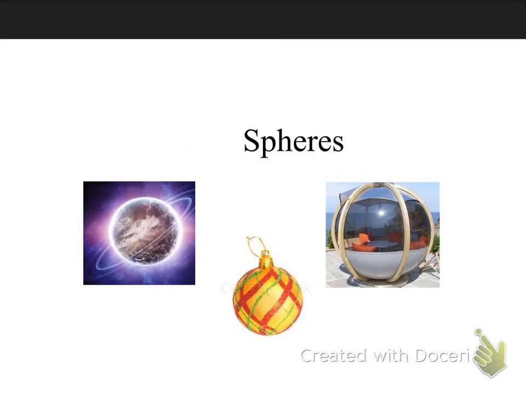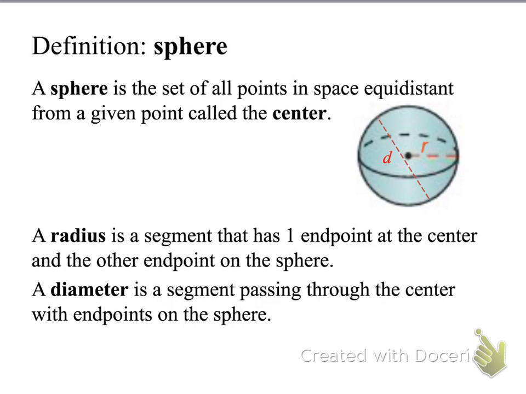In this video we're going to be talking about spheres, so it's kind of like a 3D circle. So a sphere is the set of all points in space equidistant, remember, equal distance, from a given point called the center. Radius goes from the center to the outside, diameter goes all the way across and through its center.